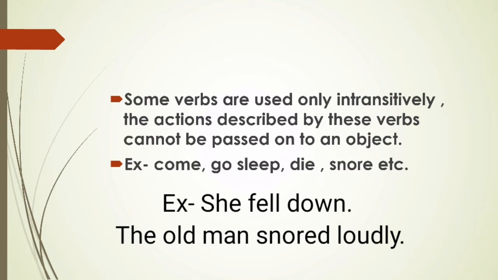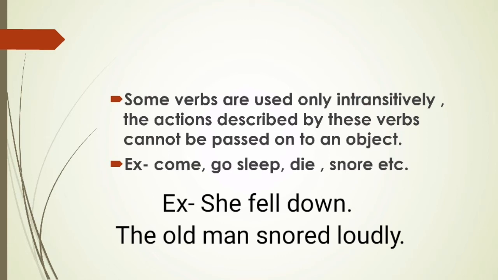Some verbs are used only intransitively. That means they don't require an object, right? The actions described by these verbs cannot be passed on to an object. ये जो verbs हैं, इनसे जो action है, these actions cannot be passed on to an object. ये object के पास नहीं जाता है. There is no object. These verbs don't require any object. That's why these are intransitive verbs. These are used intransitively. Some of them are come, go, sleep, die, snore, and many more. Intransitively means they don't require any object. The actions can't pass on to an object, right?